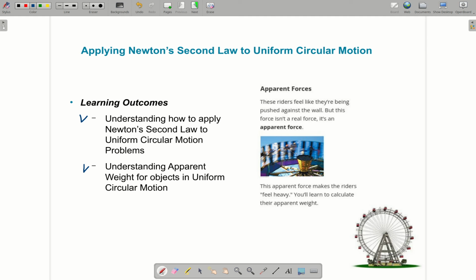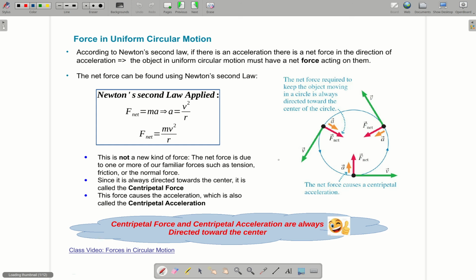Hi there, passionate people. In this video, I'm going to talk about some examples of uniform circular motion. The main objectives are to understand how to apply Newton's second law, believe it or not, to uniform circular motion, and understand apparent weight and weightlessness. Not weightlessness, apparent weight. We'll get to weightlessness later.